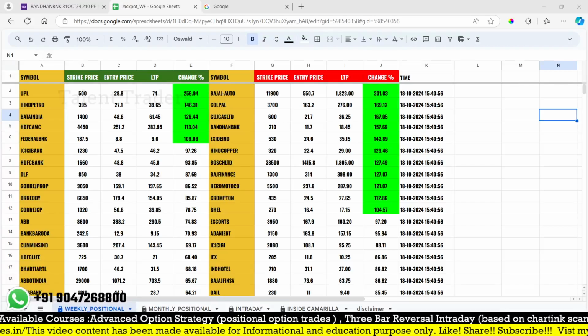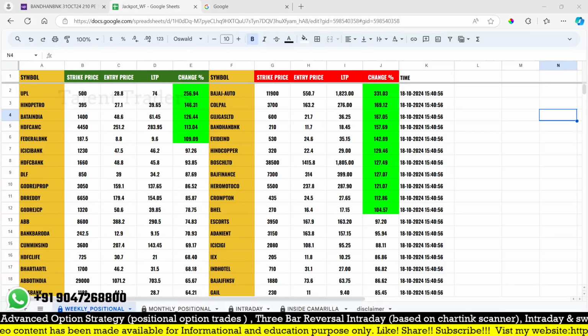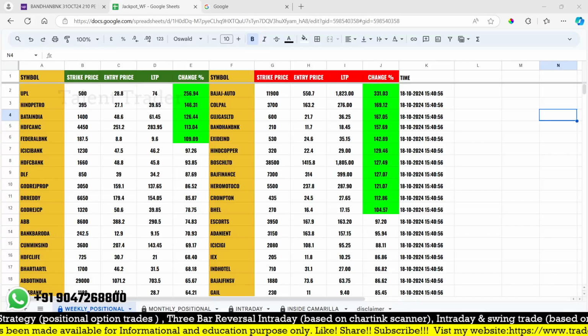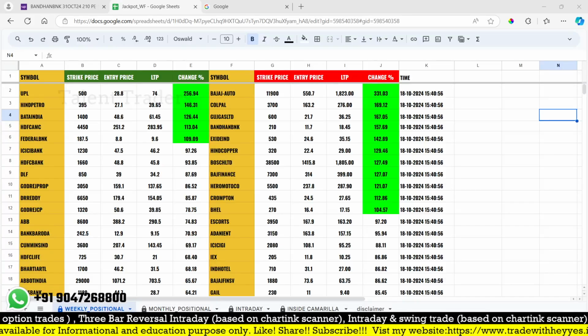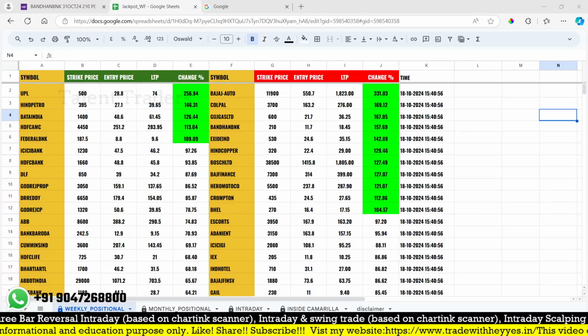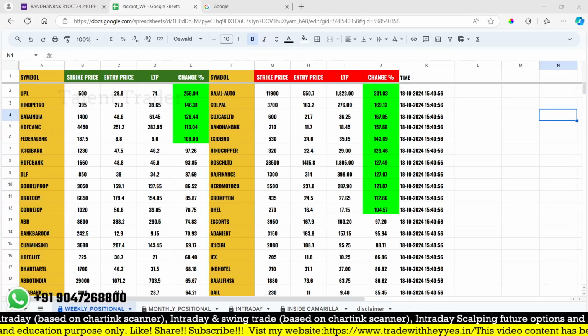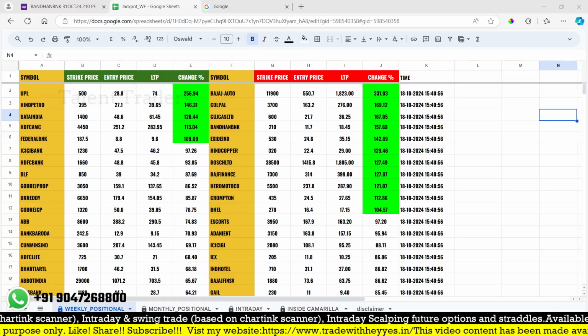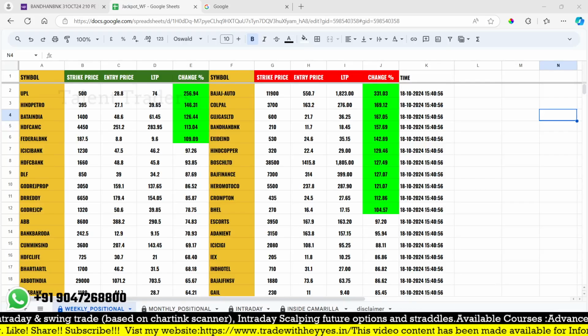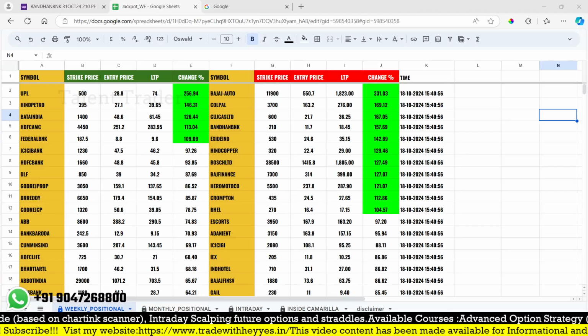Myself Bala here. Based on our weekly Google Sheet option scanner, we find some opportunities where we are going to get the right trades this week. Later in this video, I'm going to discuss how we can apply our advanced option strategy with the weekly sheet and how the monthly one works.